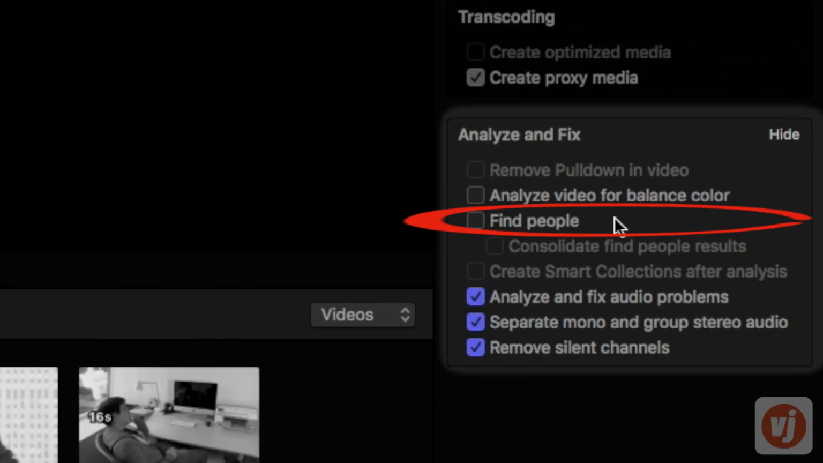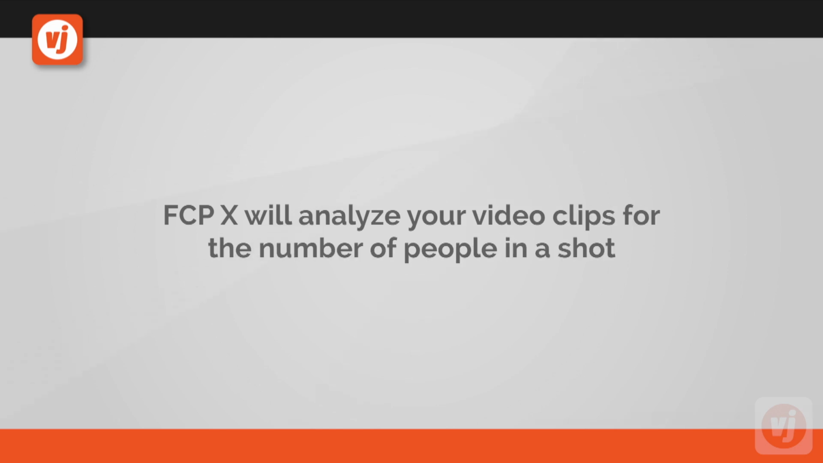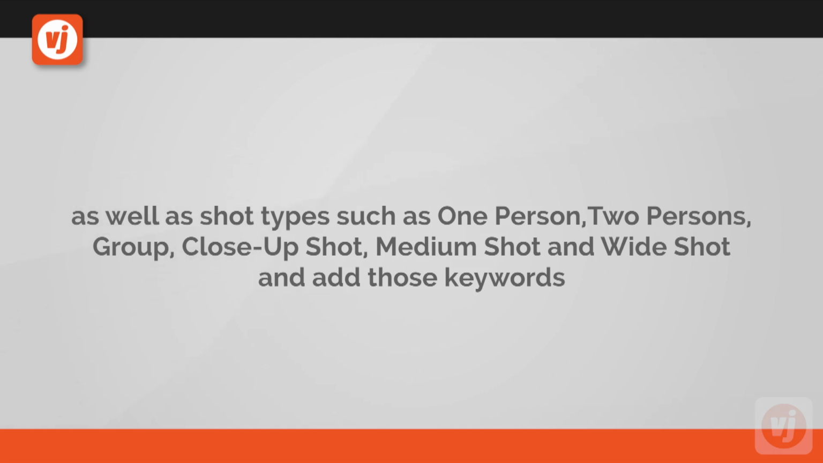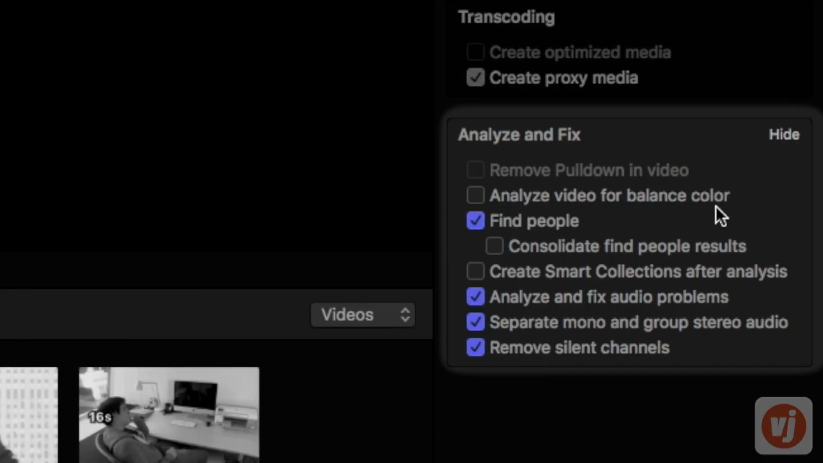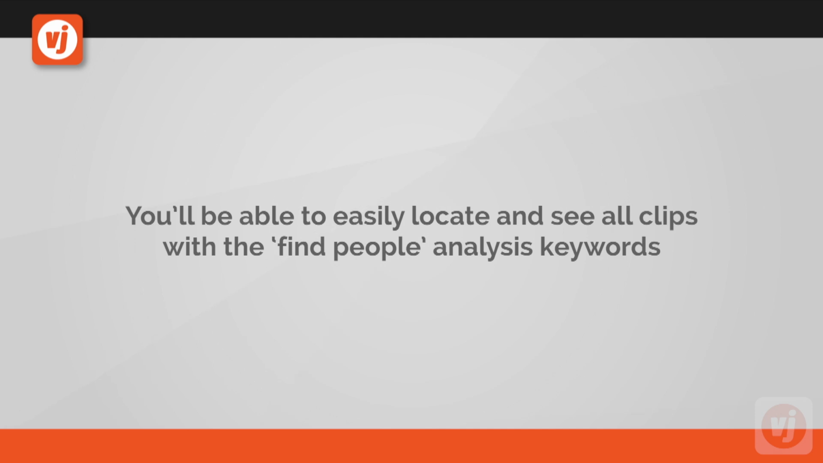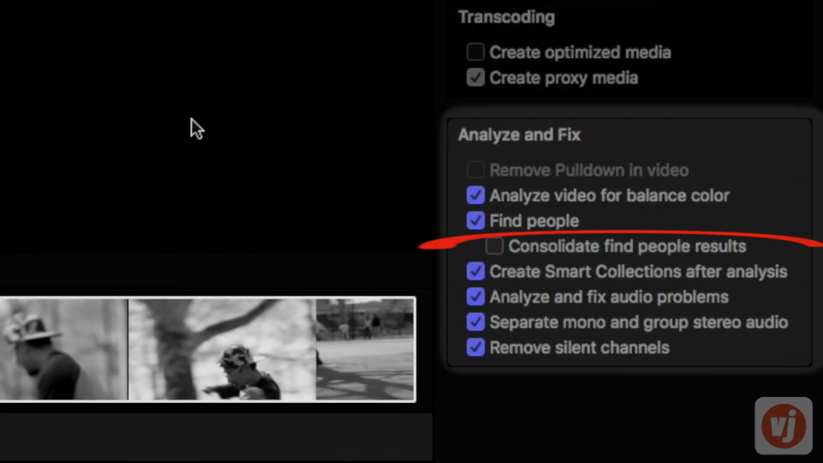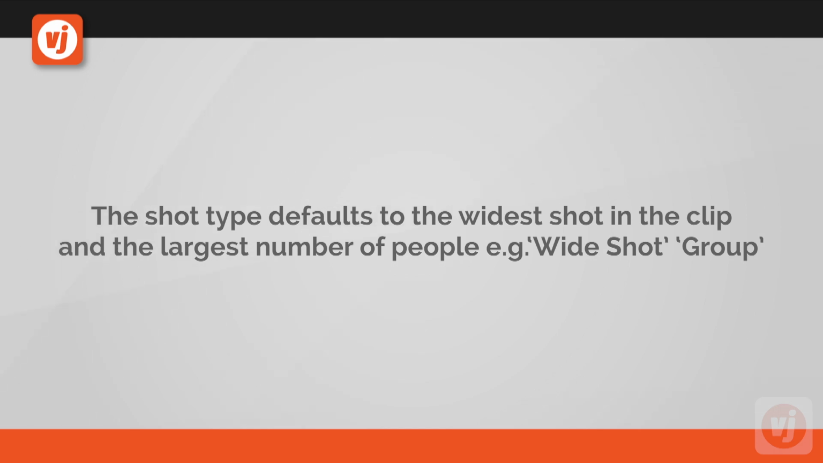If you check the Find People option, Final Cut Pro will analyze your video clips for the number of people in a shot, as well as shot types, such as one person, two persons, group, close-up shot, medium shot, and wide shot, and add those keywords. If you check the Create Smart Collections After Analysis box, you'll be able to easily locate and see all clips with the Find People analysis keywords. If you choose the Consolidate Find People Results option, the shot type defaults to the widest shot in the clip and the largest number of people. So for example, wide shot and group.